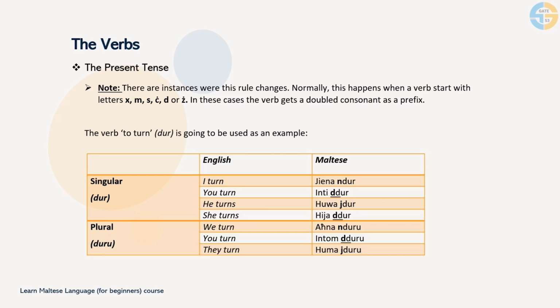Normally, this happens when a verb starts with the letter esce, emme, esse, ce, de, or ze. So the rule I told you before with the ennete is not always the case. When we have these letters, that rule changes a bit, and we'll see how. We have the verb to turn, which in Maltese is dur.